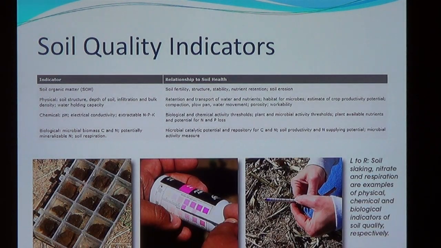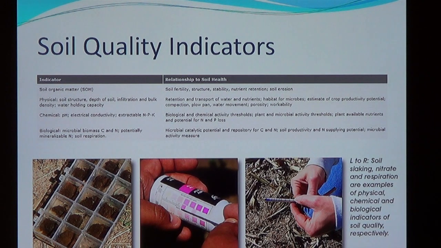So we have some indicators of soil quality that we can look at. The first thing, one of the most important things, is soil organic matter, right? SOM. And this gives us an idea of the fertility, the stability, the nutrient retention, any sorts of erosional processes that are going on. You can look at the physical properties of the soil, delve into the soil physics with the structure, the texture, the bulk density, which is a big important one, water holding capacity, right? And that's all relating to the nutrients and the transportation of water within that soil, the soil physical properties.